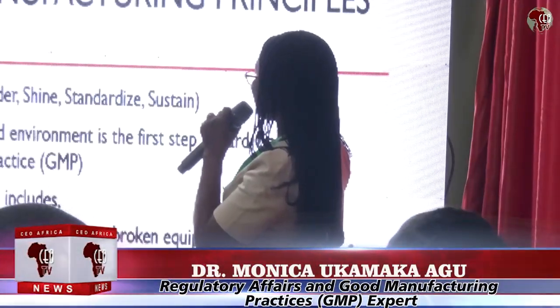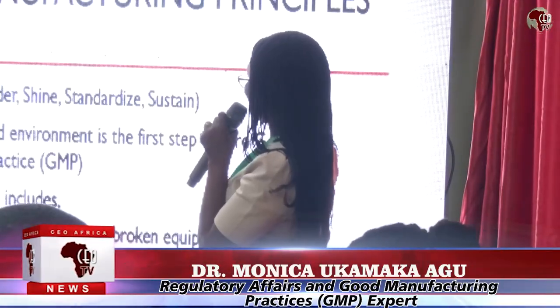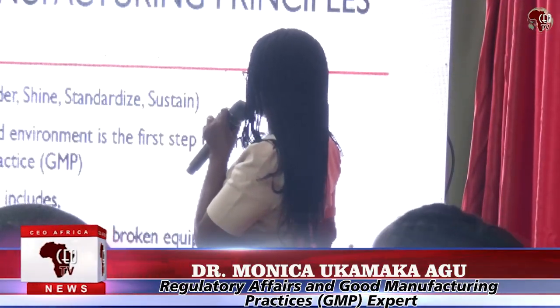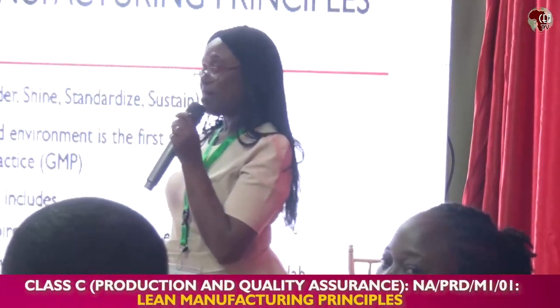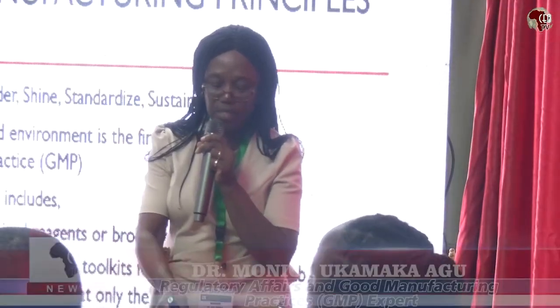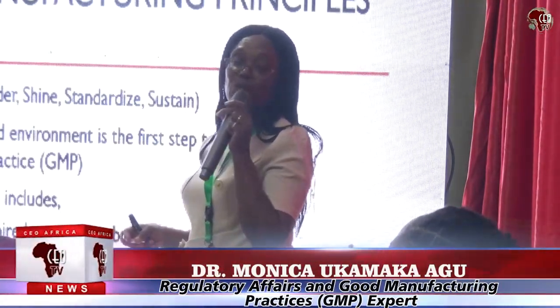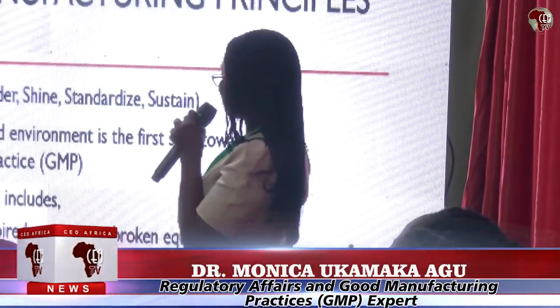So the 5S, that's the sort, set in order, shine, standardize, and sustain. You need to have a clean, organized environment. That is the first step towards good manufacturing practice. If in the lab everything is cluttered up and down, your work environment is cluttered and all that, it's actually poor. You're not practicing good manufacturing practice.